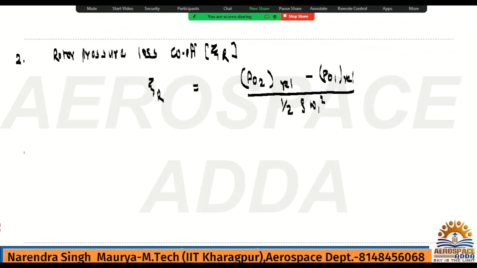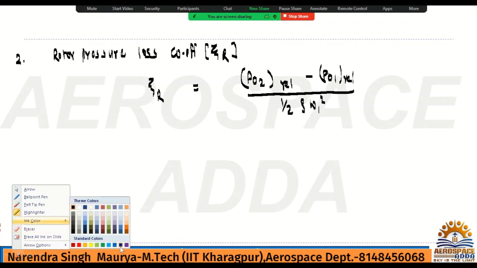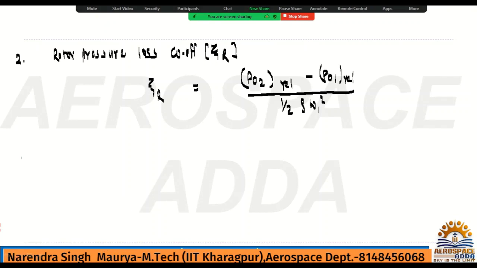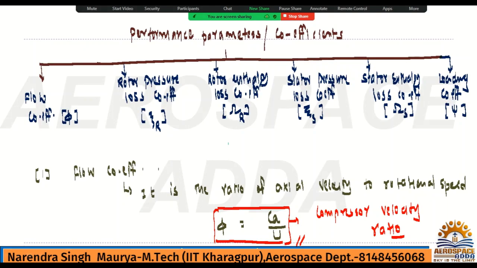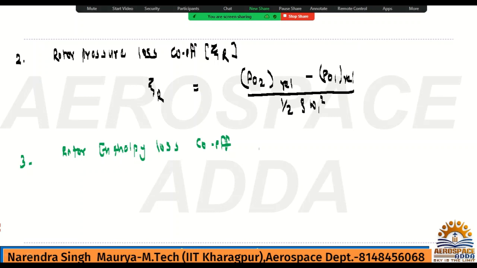Similarly, this is the pressure loss coefficient. Similarly, we have a third point. Theory I am not writing here because it is not required; the main formula is very important, so you just write it. It is called the rotor enthalpy loss coefficient, I think it is denoted by omega, so omega r.